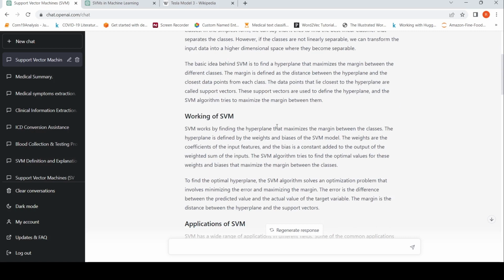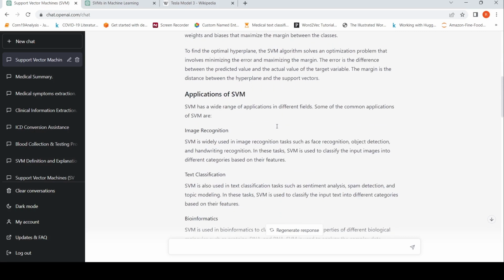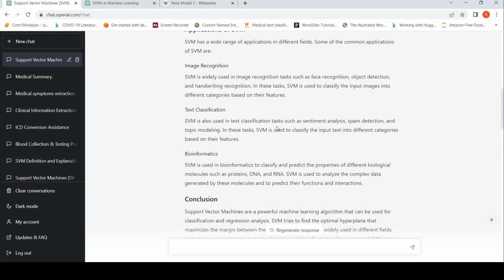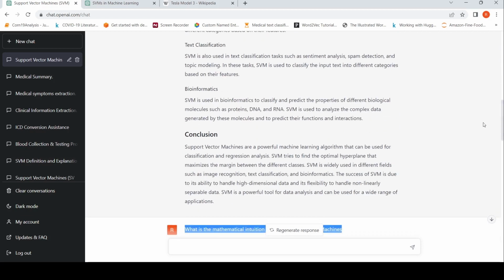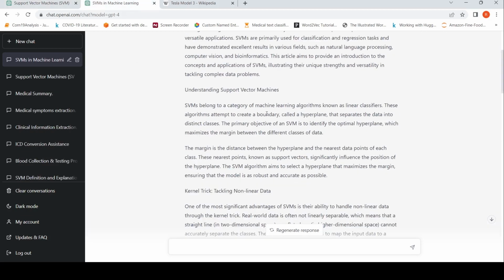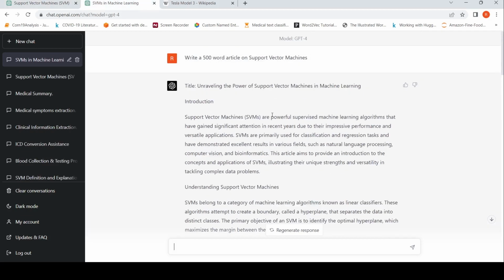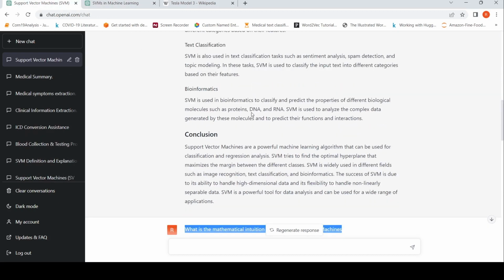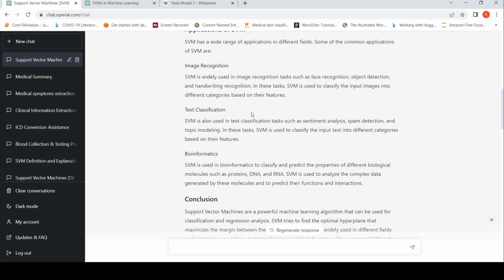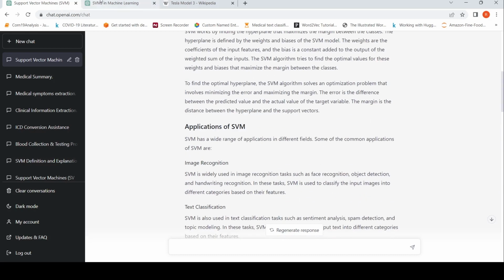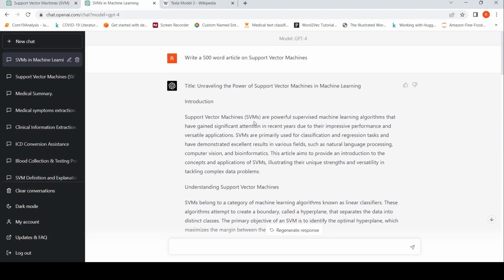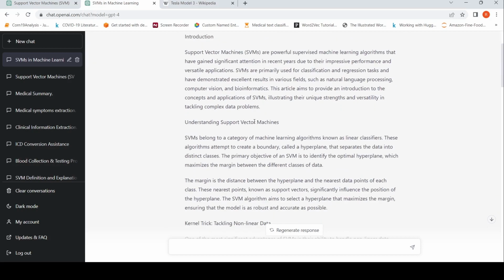Then it talks about working of SVM and application of SVM, and a conclusion. I find GPT-4 over here to have better structure to the article compared to GPT 3.5. Content is more or less similar, but I find GPT-4 to be slightly better written.